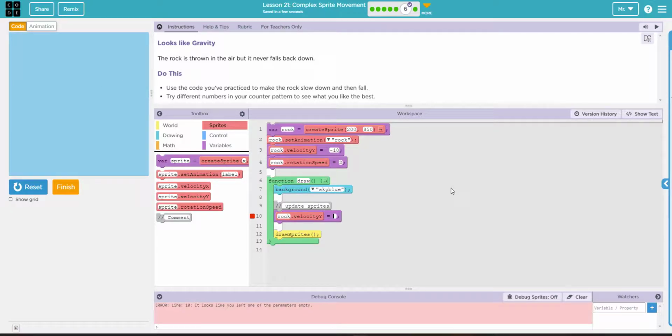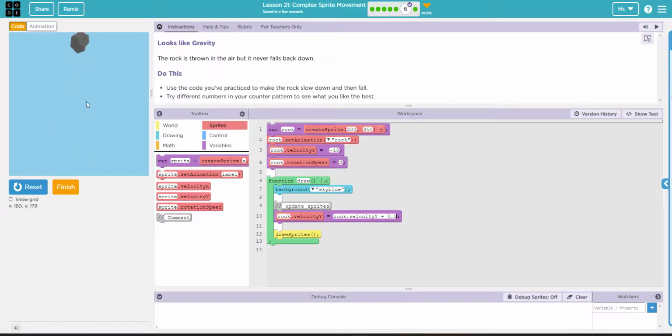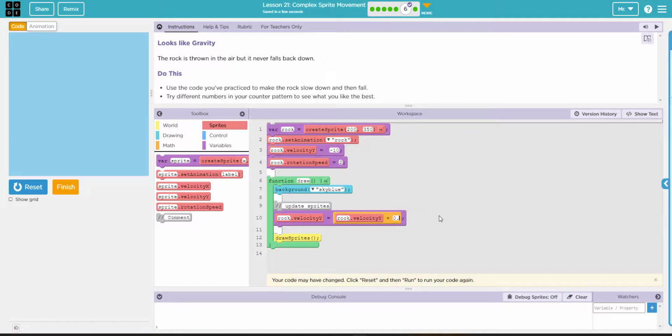So I'm going to say rock.velocity y plus, I don't know, let's try 0 and 1/10. Maybe a little bit bigger, 0 and 2/10. There you go. So it's stopping and then it falls down. All right, so that's the complex sprite movement. Essentially what that means is we're using the velocity blocks with the counter pattern.